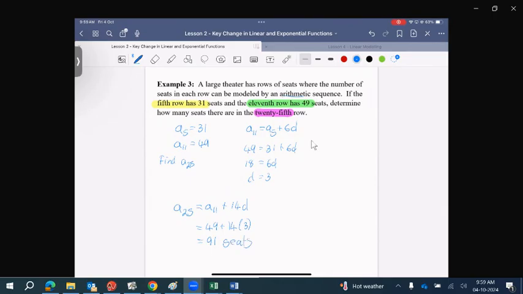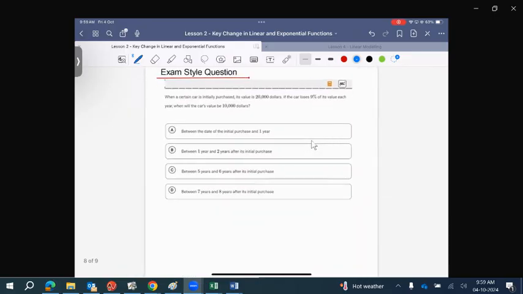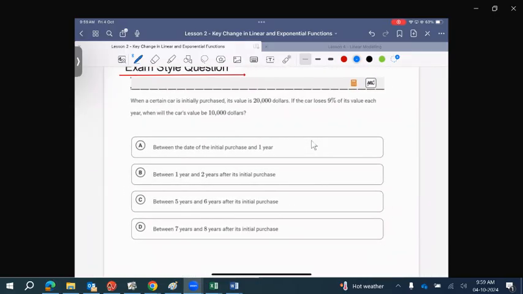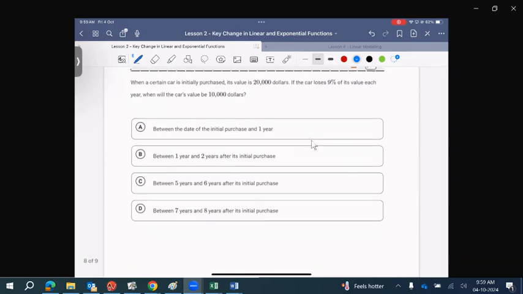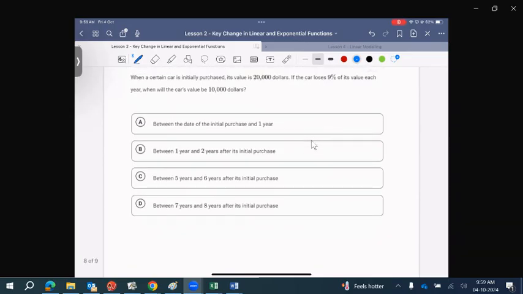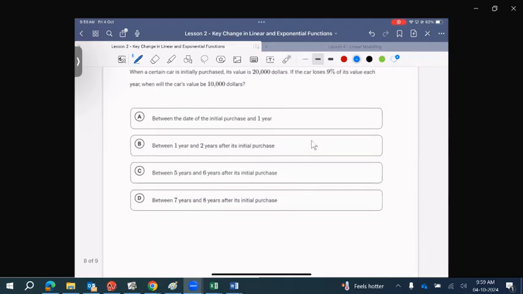All right, to finish off today, we have an exam style question. We don't have a lot of time today, so I'll go straight into the exam style question for you. A certain car is initially purchased with a purchase value of 20,000. If it loses 9% of its value each year, when is the car's value 10,000? So we need to set up our function, we'll call it V of t.